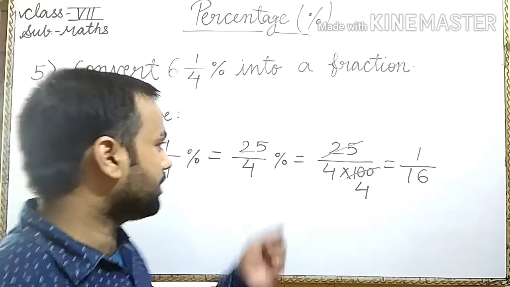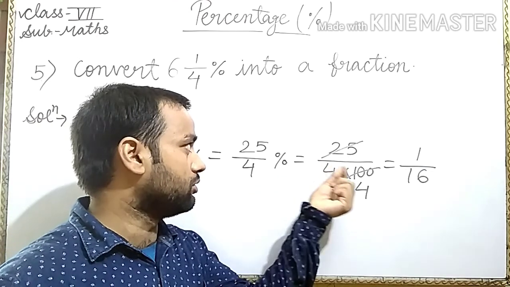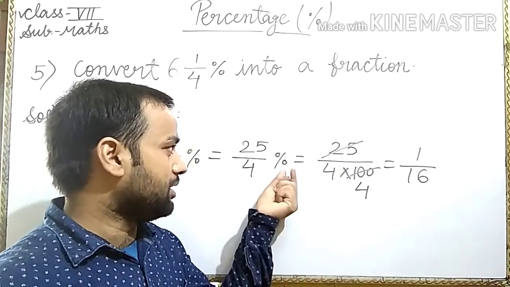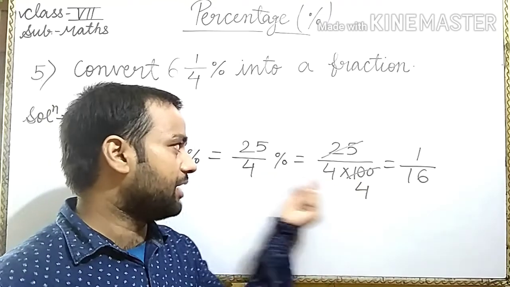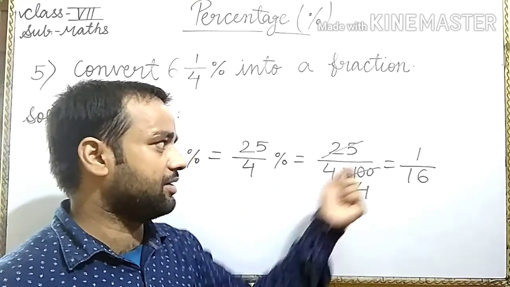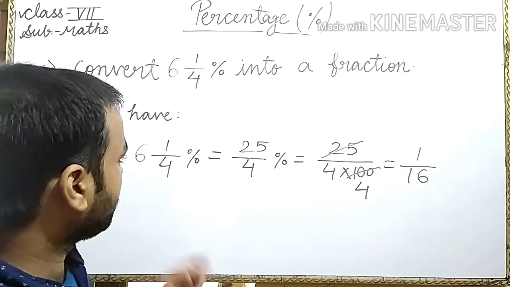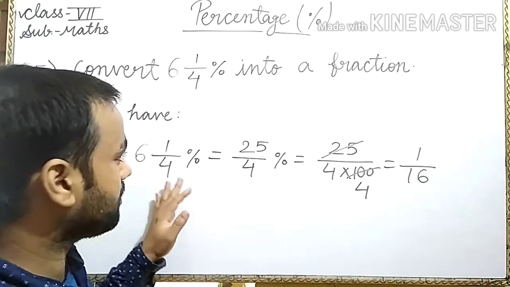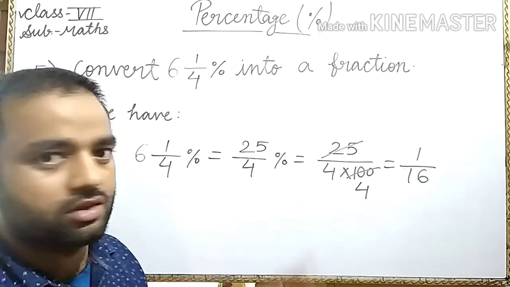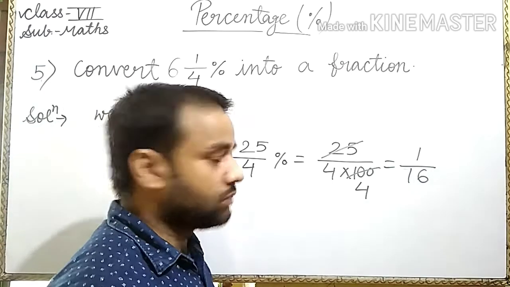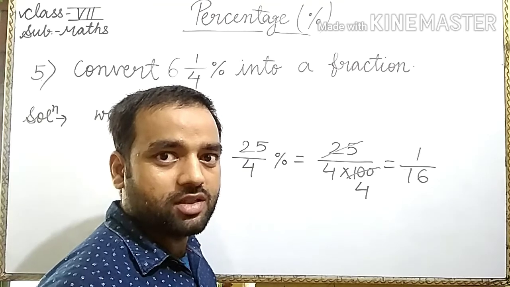Always remember, when converting a percentage into a fraction, we divide it by 100 and remove the percentage sign. So lastly we get 1 by 16. So we say 6 whole 1 by 4% is equal to 1 upon 16. Now let us discuss question number 6.